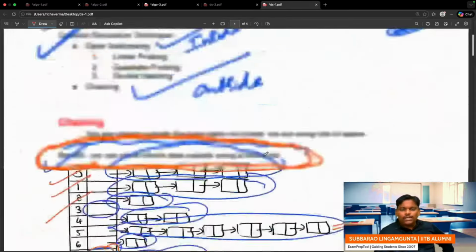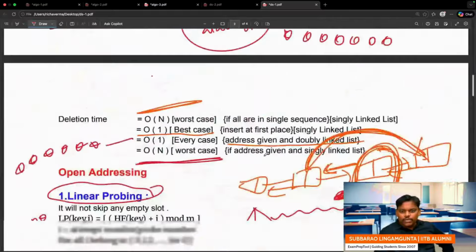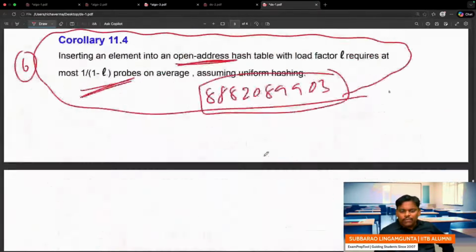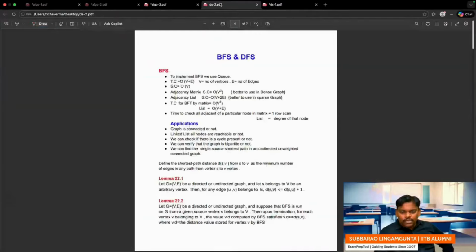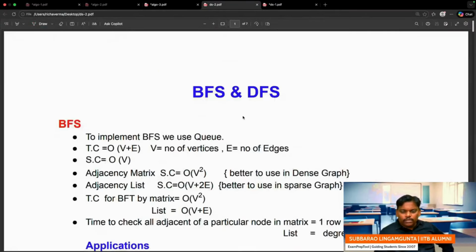So this is the hashing. Please check. Everyone, please verify. Yeah, perfect. Now let's go to the next one.